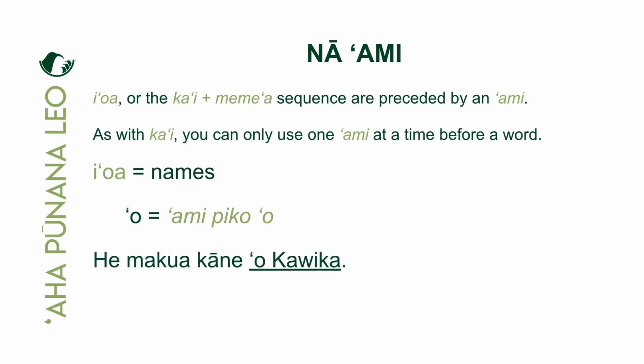He makua kane ʻo Kavika. Kavika is a makua kane. Because Kavika is an ʻoa, it's preceded by an ʻokina o, not a kaʻi. ʻO au ʻo Keola. I am Keola. Keola is au. Keola, being an ʻoa, being a name, has an ʻokina o in front of it. So we've seen this already in both of our sentence patterns we've gone over so far.